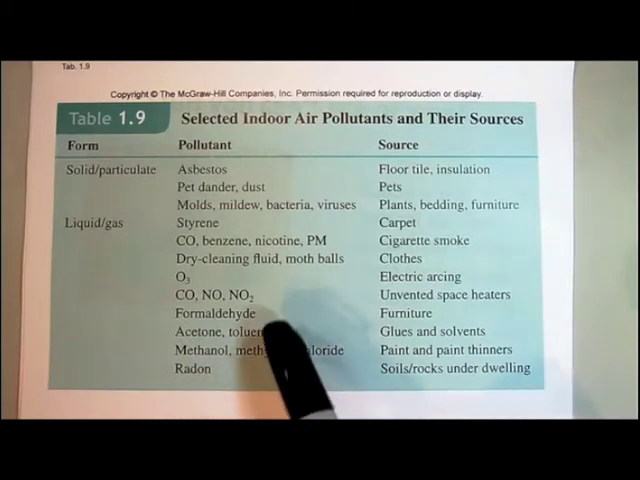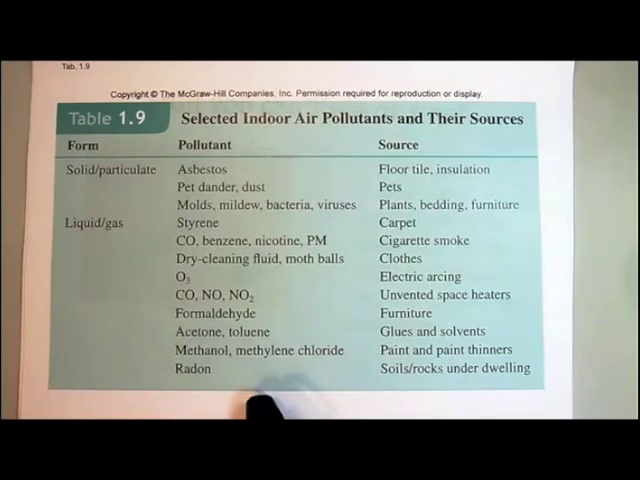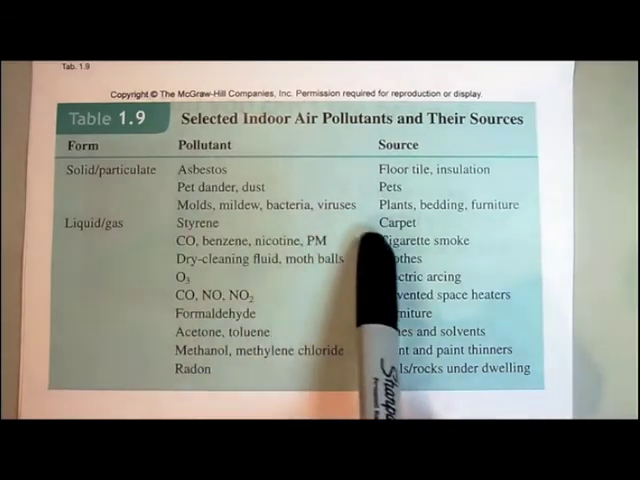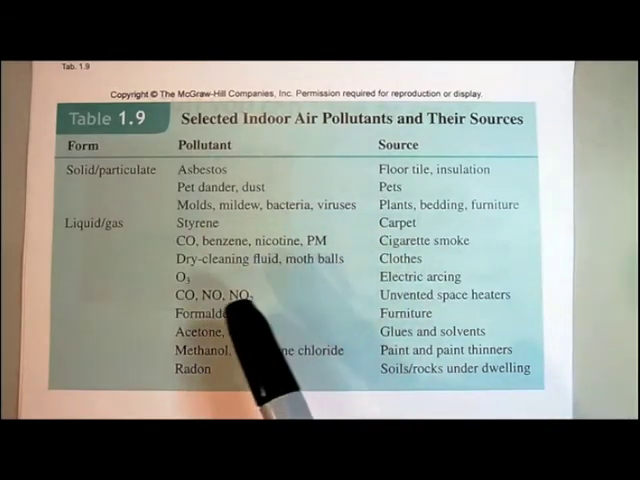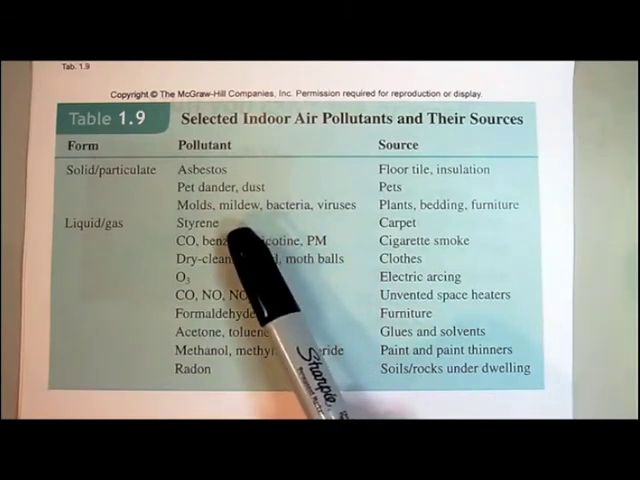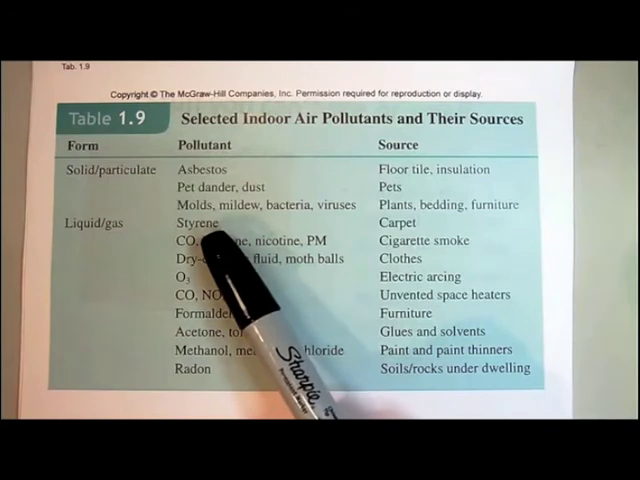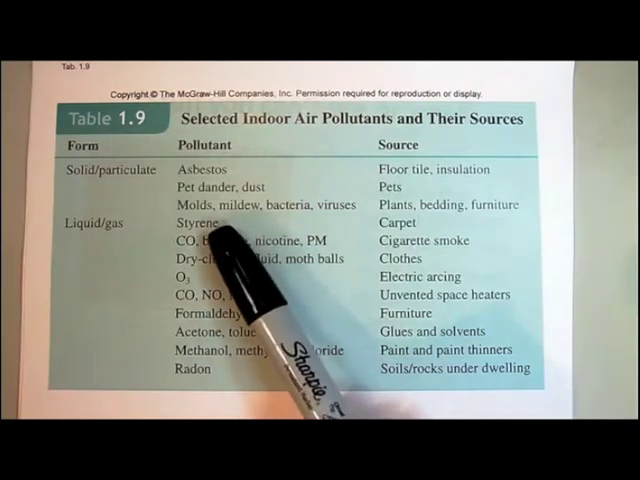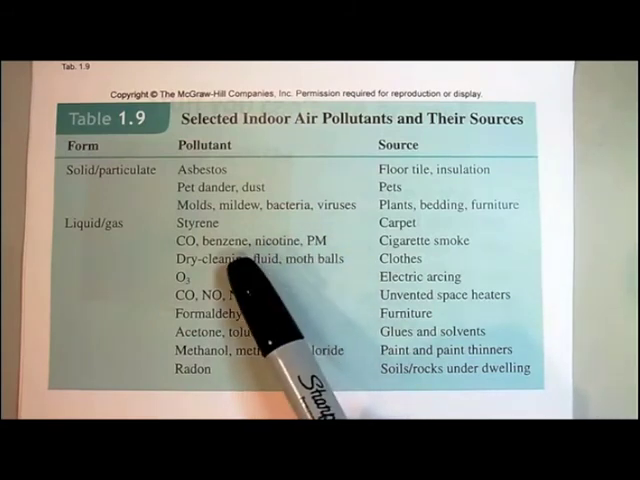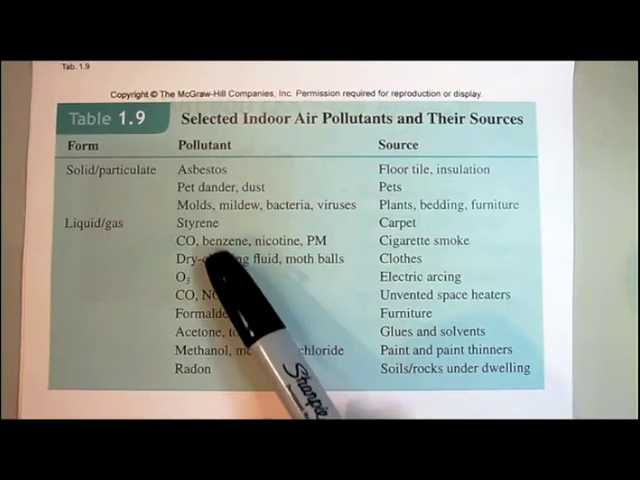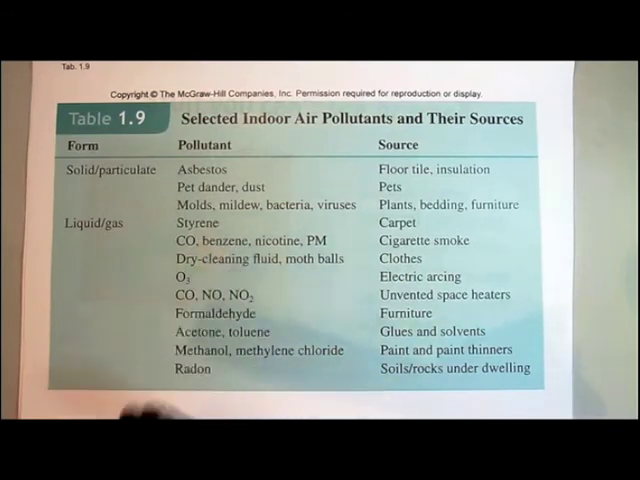So all these compounds would be present in very small concentrations, but because they're inside, they can build up. Like the styrene from the carpet, I don't know if you all remember several years ago when they had all those FEMA trailers for the Katrina and Rita hurricane evacuees. People were getting sick from the trailers. It was because the carpets and the flooring that they had used in those trailers were giving off these volatile organic compounds, which in turn was making people sick.